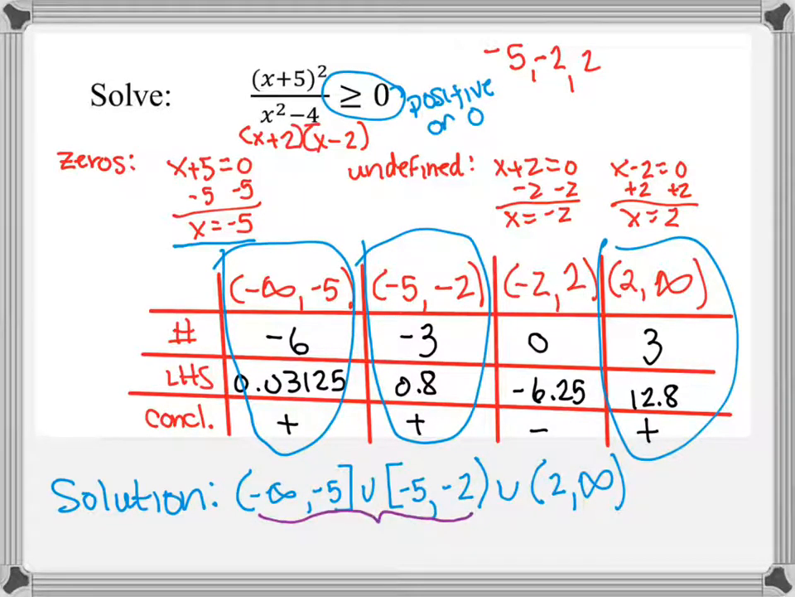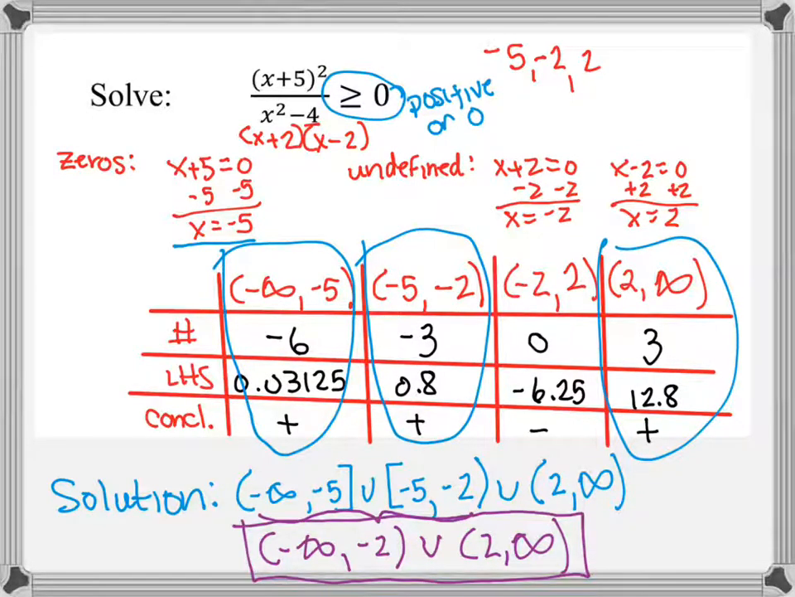And if you notice, for these two intervals, from −∞ up to −2, there's nothing that's not included because −5 is included in both of those. So I can condense these two intervals down to one, which is −∞ up to −2, and −2 is not included because it's an undefined value. And then union 2 to ∞. So that would be a better way of writing the solution.